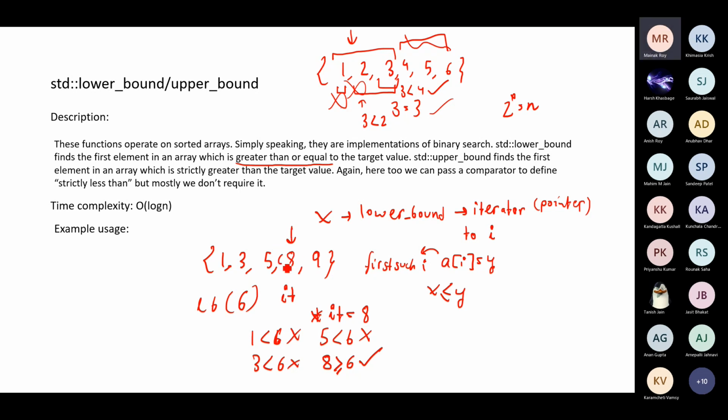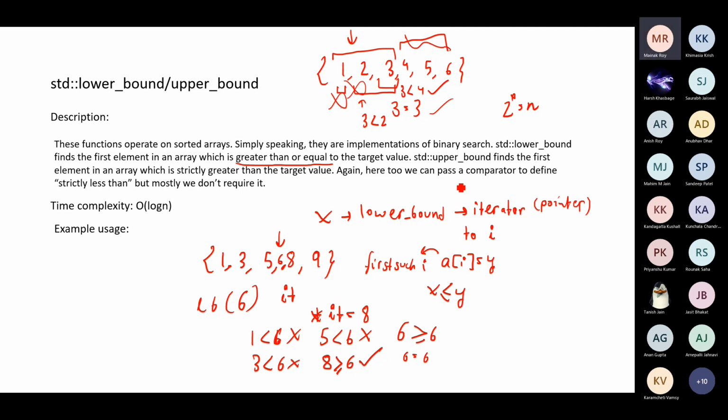And if we had, say, 6 in here, then instead of 8 it would give 6, because 6 is greater than or equal to 6. In fact, 6 is equal to 6. So this position is the first one which satisfies the requirements.